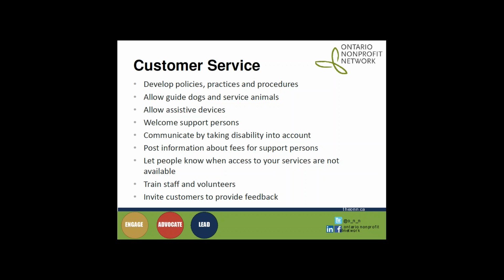So you also need to make sure that you allow people to use their assistive devices, so any kind of equipment like a wheelchair or a screen reader, a listening device or cane that they might need to help them with daily living. You have to allow people to bring their assistive devices onto your property and into your programs and your services. You also have to allow people to bring their support person with them to your work.